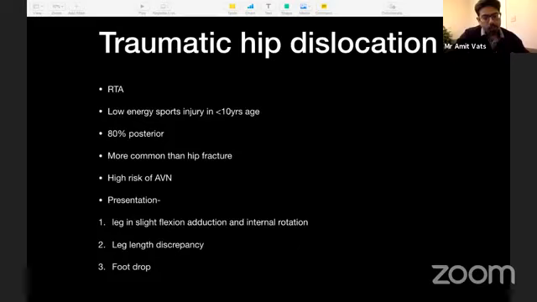The children may present with the leg in slight flexion, adduction, and internal rotation as the head is hooked under the posterior aspect of the acetabulum. There may be a leg length discrepancy, and the child may have a foot drop because of pressure on the sciatic nerve.